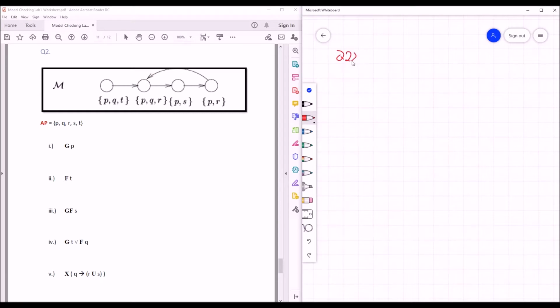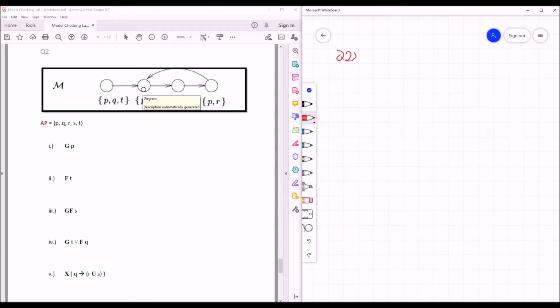Okay, so now let's move on to question 2. So here we see our model M, where in our first state we have P, Q, and T atomic propositions, and we transition. You can see this is a Kripke structure. We have no label on our transition.